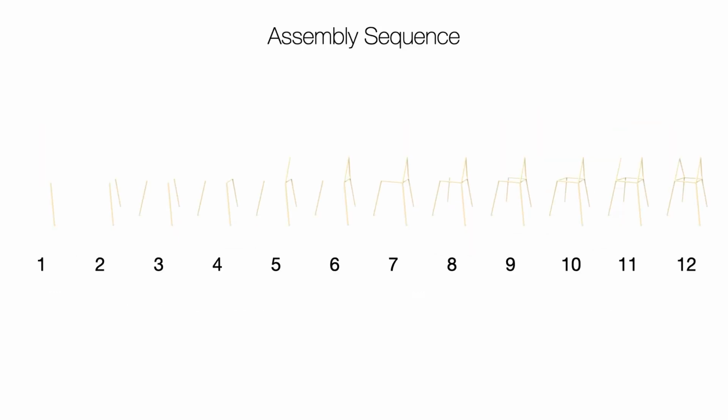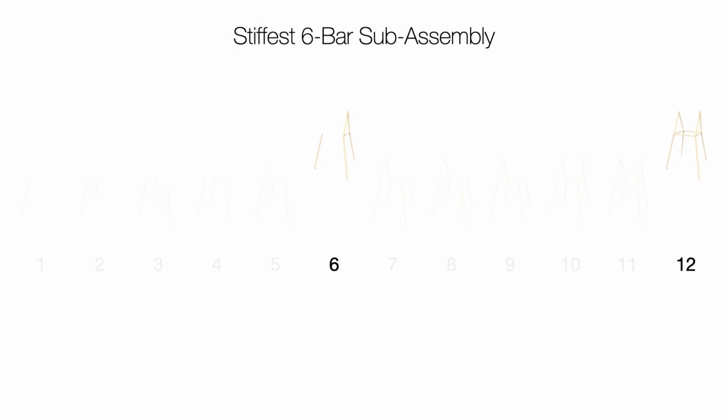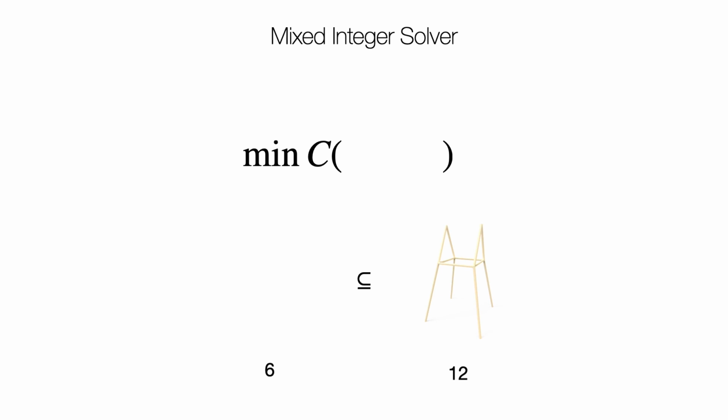Here is one assembly sequence of a 12-bar tower model. Each step of the sequence corresponds to a substructure. If we only consider the sixth step of a sequence, our goal is finding the stiffest 6-bar substructure. Our key insight is that we can formulate this problem using topology optimization, which minimizes structural compliance with a material budget of 6 bars. We can solve this topology optimization using a mixed integer solver.